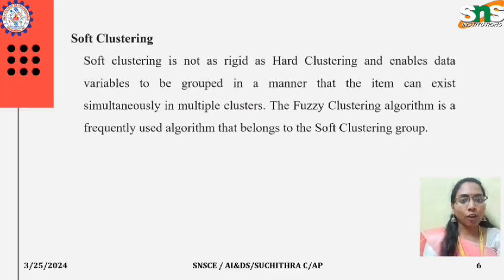Next one is soft clustering. Soft clustering is not as rigid as hard clustering and enables data variables to be grouped in a manner that the item can exist simultaneously in multiple clusters. The fuzzy clustering algorithm is a frequently used algorithm that belongs to the soft clustering group.